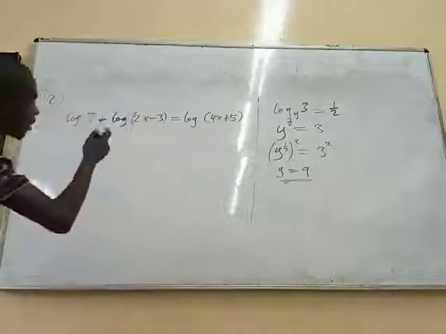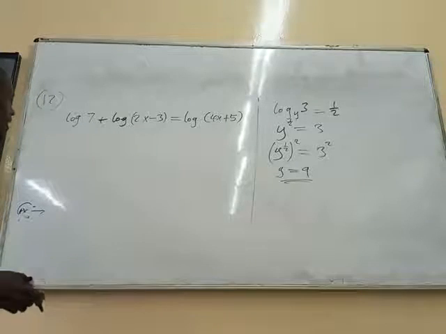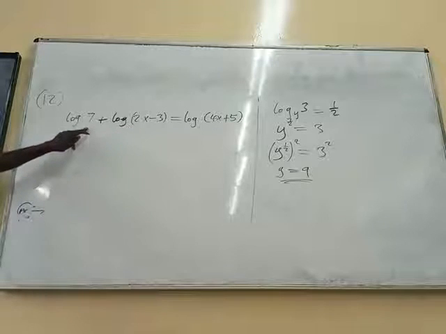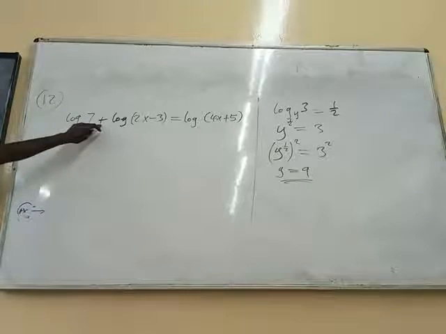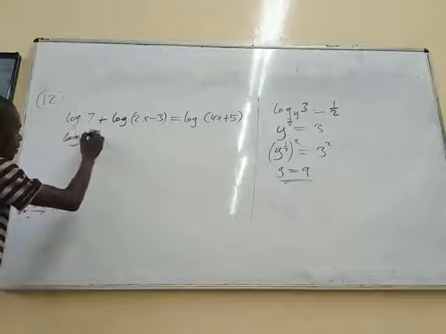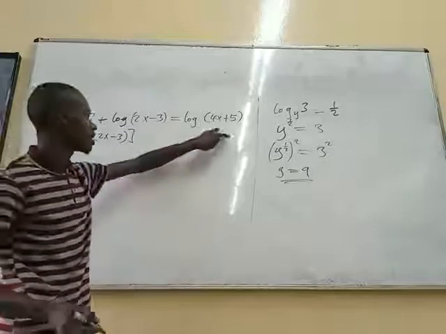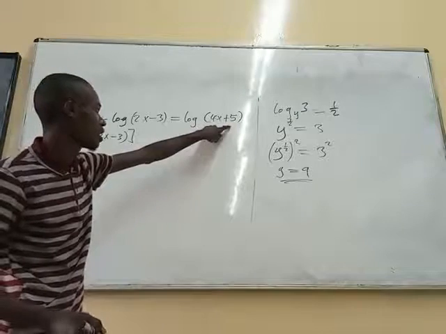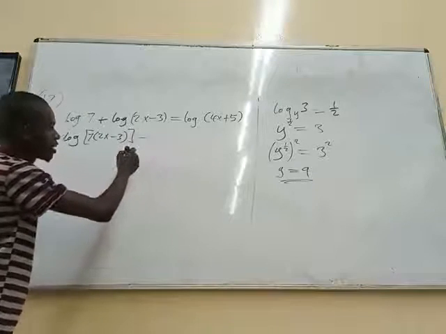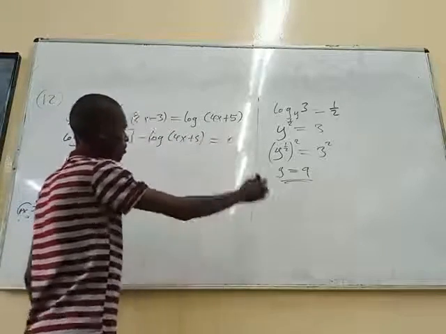So now, how do we deal with such an expression? You follow the same rules of logarithms that we learned the last time we met. Whenever you are adding two logs, it means that you are going to be multiplying their functions. So here there is addition, so we are going to have the log of 7 multiplied by 2x minus 3. And then this log of 4x plus 5, we'll take it to the other side and bring it this side. So it's going to be minus log of 4x plus 5, and this is going to be equal to 0.